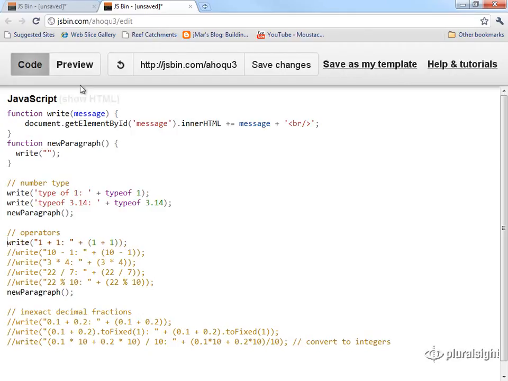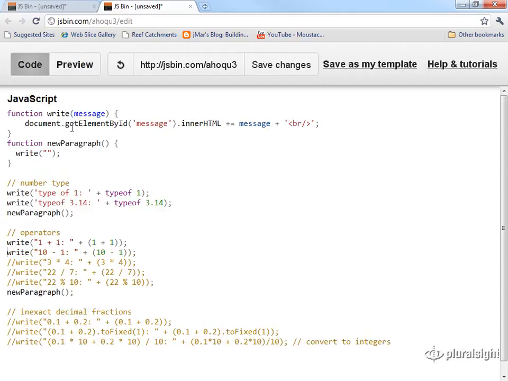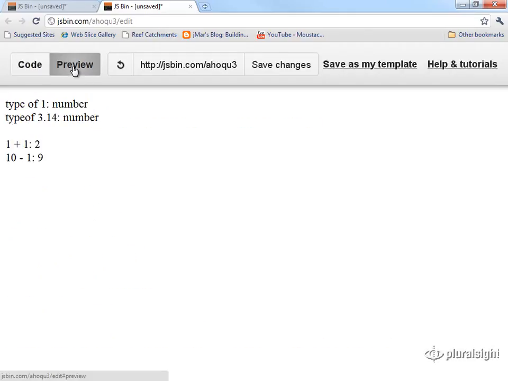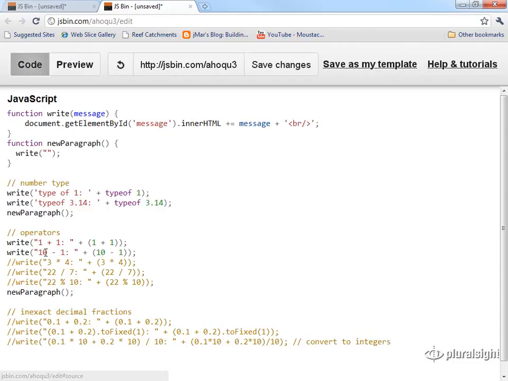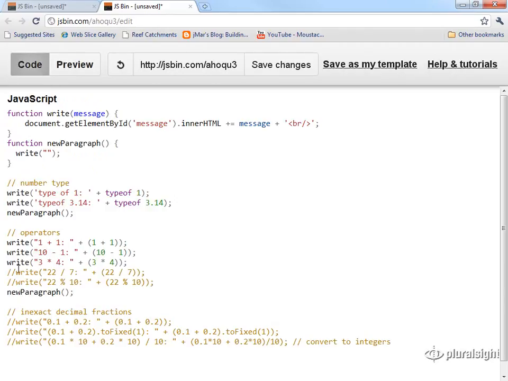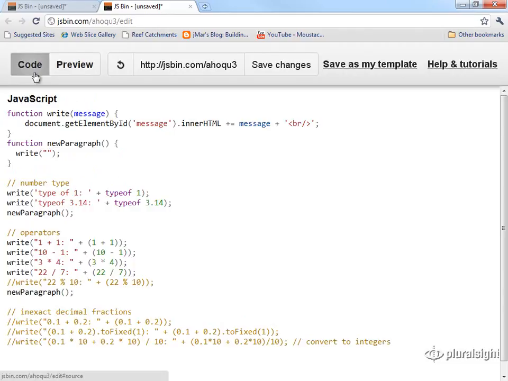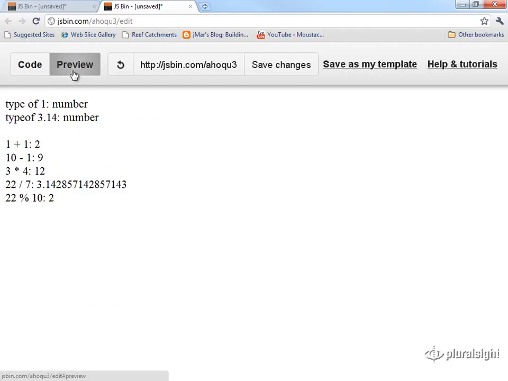Addition works as expected. 1 plus 1, we get 2. Subtraction, same again. 10 minus 1 is 9. Multiplication, 3 fours are 12. Let's try some division. 22 divided by 7. Get a decimal number. And modulus, 22 mod 10, 2.